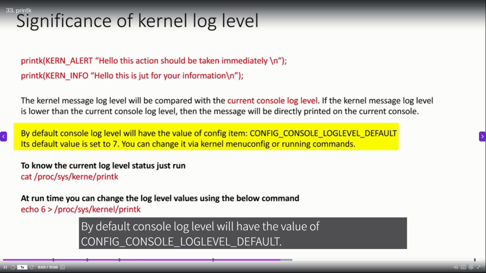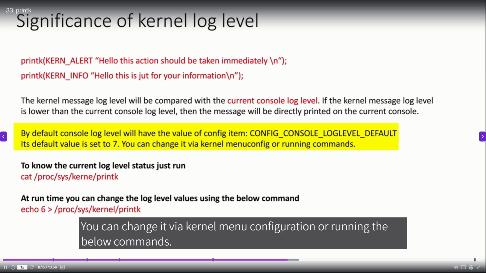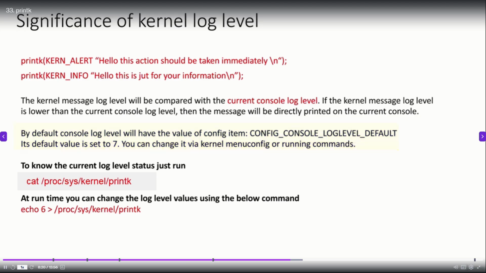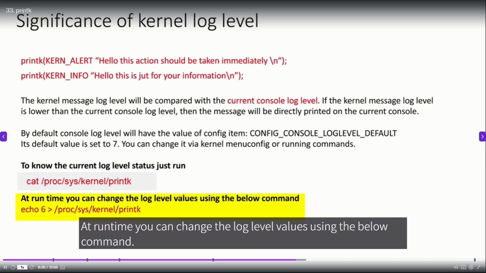By default, the console log level will have the value of CONFIG_CONSOLE_LOGLEVEL_DEFAULT. Its default value is set to 7. You can change it via kernel menu configuration or by running the below commands. To know the current log level status, just run cat /proc/sys/kernel/printk. At runtime, you can change the log level values using the below command. By using the echo command, you can change the current log level values.